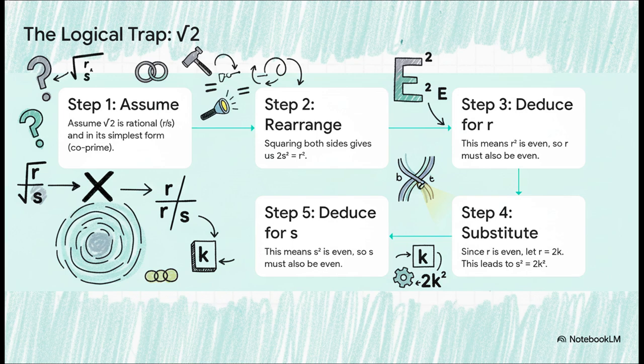We say, okay, let's pretend you're a normal, rational fraction, r divided by s, and let's say this fraction is as simple as it can possibly get. Then, after a little bit of algebra, our assumption leads us to a strange conclusion. The top number, r, has to be even. But this is where the trap gets really interesting. If we follow that logic just one step further, it proves that the bottom number, s, also has to be even.